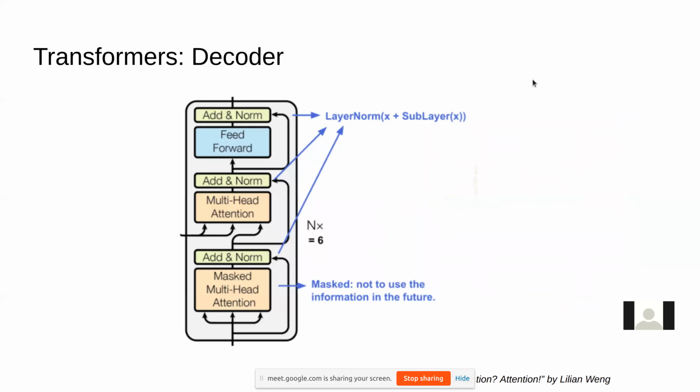The next component is the decoder. So the decoder is also very similar to the encoder other than this part, right? Masked multi-head attention. Masked multi-head attention is important. So this multi-head attention is the same. The only thing is, it is masked. Masked is because it's decoding, right?